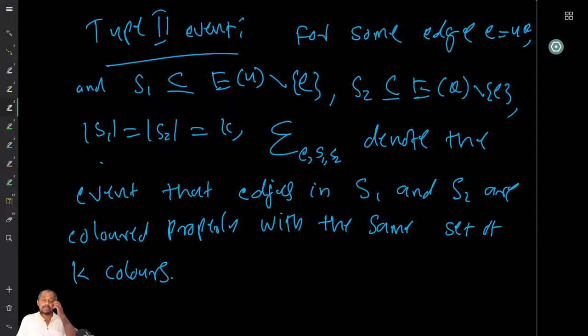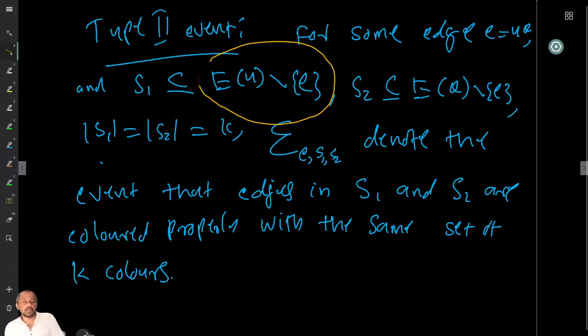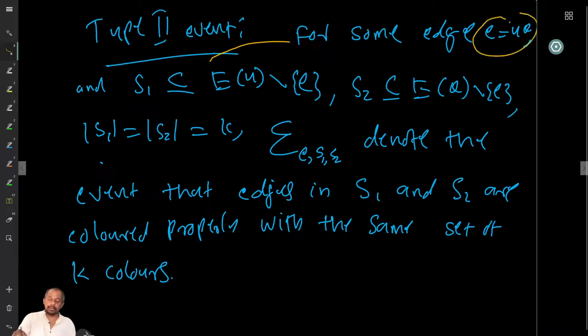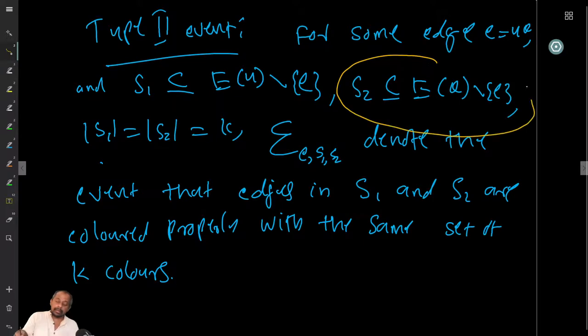Now we define the type 2 event, for some edge, let's say E equal to UV. Here we are doing a little clever work; we will see later maybe. You have the set of edges incident to U, denoted by E(U). So take a set of edges S1 which is a subset of E(U) minus the edge E that we are looking at, and another set of edges S2 which is a subset of E(V) minus the edge E we are looking at.